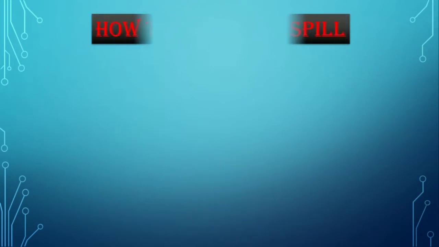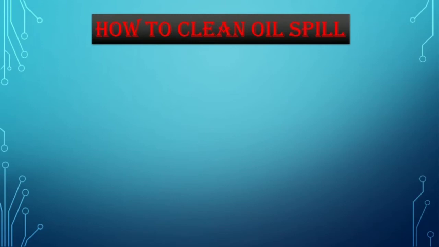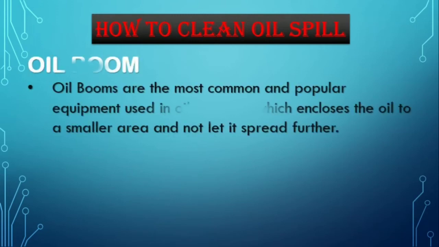How to clean oil spill? The first method is we use oil boom. Oil booms are the most common and popular equipment used in oil cleanup, which enclose the oil to a smaller area and not let it spread further. This method is employed when the area of spill is comparatively smaller. Also, it is used in water where wave velocity is constant, because fluctuating tides make it difficult for an oil boom to perform cleanup properly.